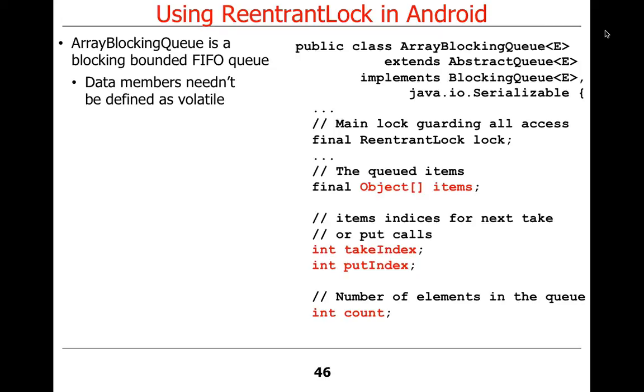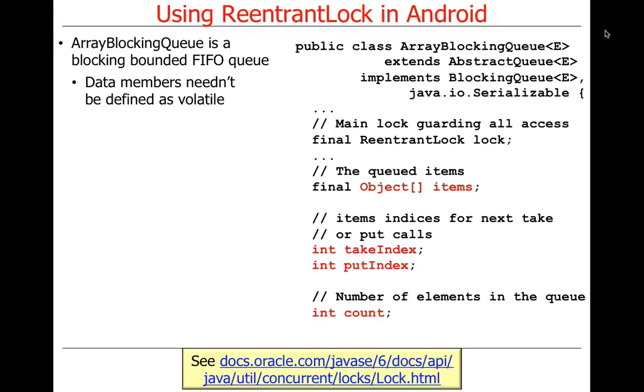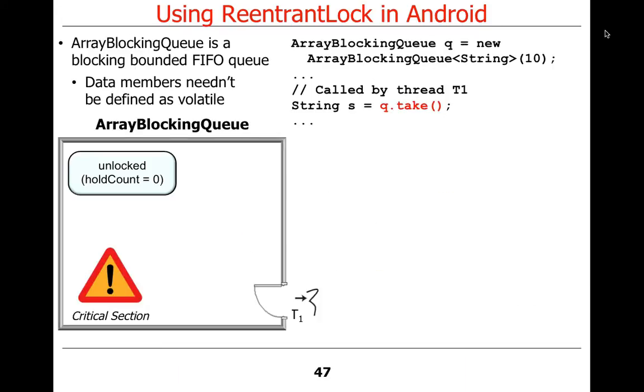And these do not have to be defined as volatile because they're protected by the mutex, or by the ReentrantLock. OK. So here's how this works. I make an array blocking queue of a certain size. Actually, I need to fix that because I can just make it a queue. And I come along here and I do a take on this thing. T1 is going to do a take. As you can see, if you watch the left-hand side, that's kind of what's happening.